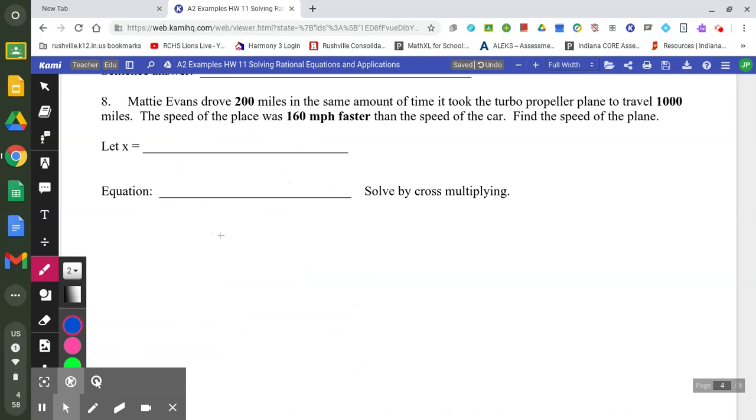Okay, this problem's a little more complicated. Maddie Evans drove 200 miles in the same amount of time it took the turbo propeller plane to travel 1,000 miles. The speed of the plane was 160 miles per hour faster than the speed of the car. Find the speed of the plane. Well, that's what X is going to be. It is going to be the speed of the plane.